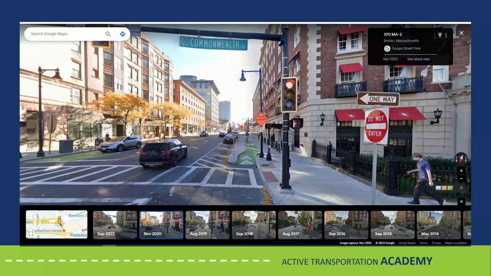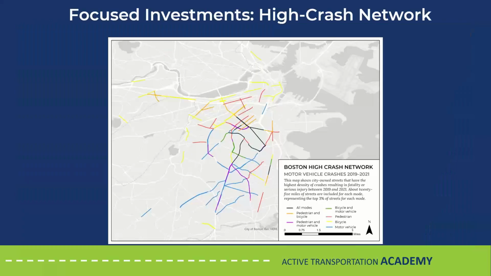Boston has a complex data landscape, and to identify corridors of higher risk, the city uses a combination of crash data from the city police department and public health data from emergency services. The high crash network is a synthesis of that data and is used to guide safety investments. The city has identified networks for each mode, as well as identifying those corridors that have high risk for more than one mode. At a high level, the bike and pedestrian high crash networks, shown here in orange and yellow, are concentrated closer to downtown towards the north end.